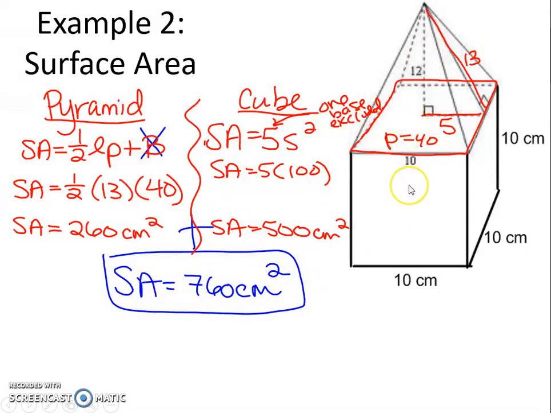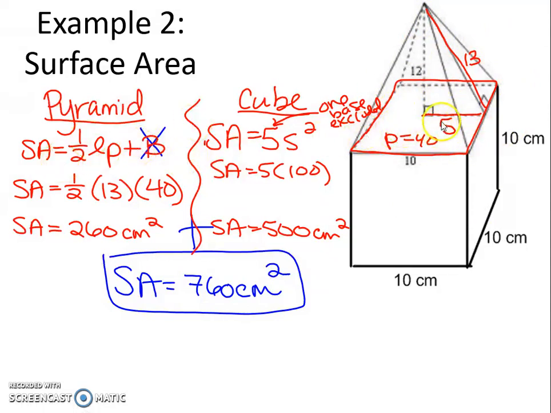So composite means you add those two shapes. So surface area is just outside. So do we need to find this inside here? No, we don't need the area of this inside. Surface area, if I wrap this around outside only, I don't need the area of this part right here.